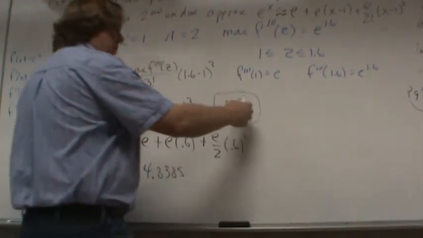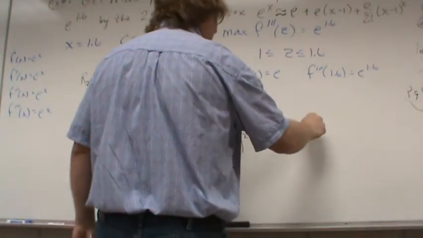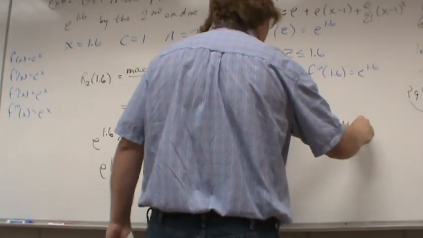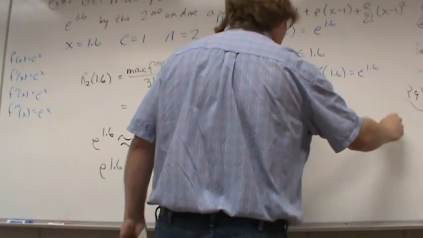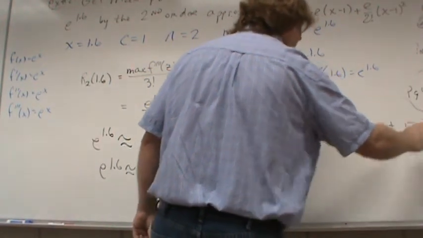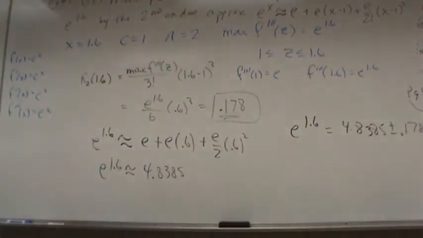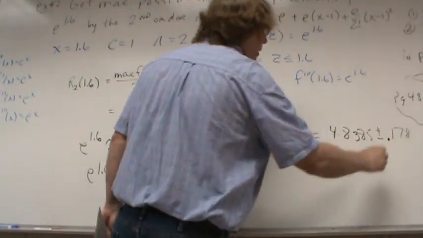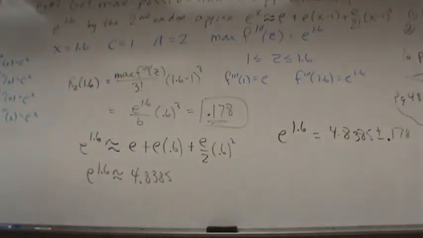So because this is my maximum possible error, I can actually say e to the 1.6 power equals 4.8385 plus or minus 0.178. That is, I know it's going to be 4.8385, somewhere within a neighborhood of 0.178 on either side, because that's my maximum possible error, 0.178.